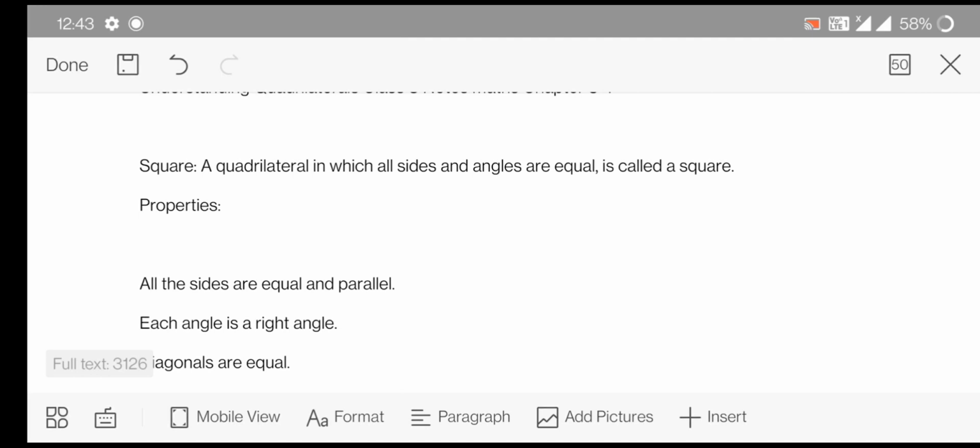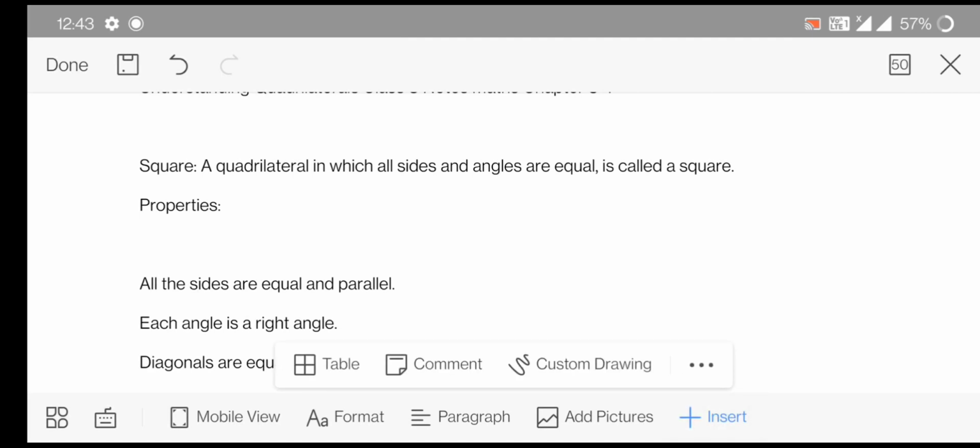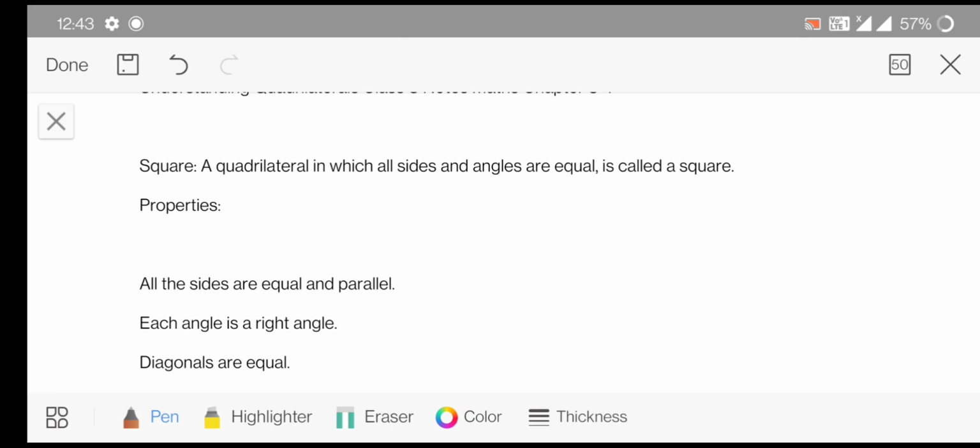Moving on to the next shape, which is the square. One property of the square you already know, that all the sides are equal. All the sides of the square are equal. It means that if one of the sides is 5, then all the sides will be 5. So in a square, all the sides are equal and parallel.